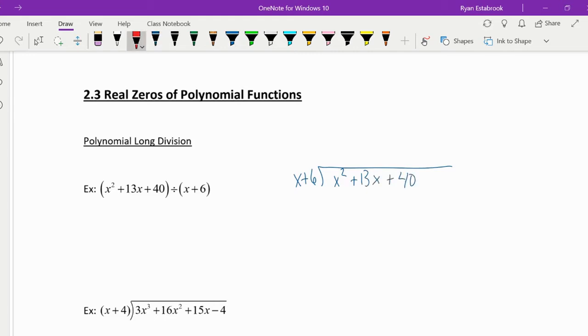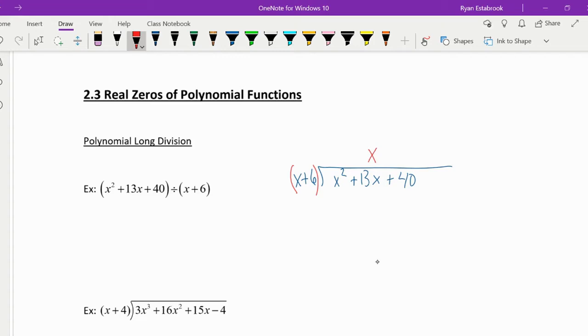And we always want to take care of the biggest term on the inside first. I'm going to put parentheses around this x plus 6 just to emphasize the fact that it is a binomial. There's two terms inside of there. And I'm going to ask myself, what do I multiply this x by to match up with the x squared that's in there? So x times x is x squared, so I'm going to put it above the division sign.